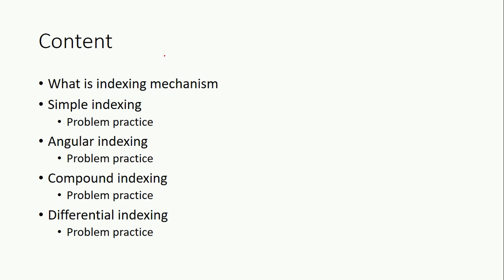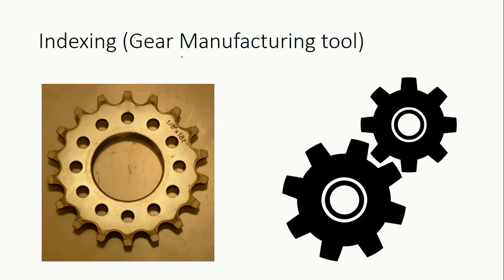So let's go for this, my content of the presentation. First of all, we should know where we are going to use the indexing. We know that for manufacturing gear, we have to cut the teeth of the gear such that the distance between two teeth remains constant and firmly placed. For manufacturing this gear, this term is known as the pitch, which should always remain constant.